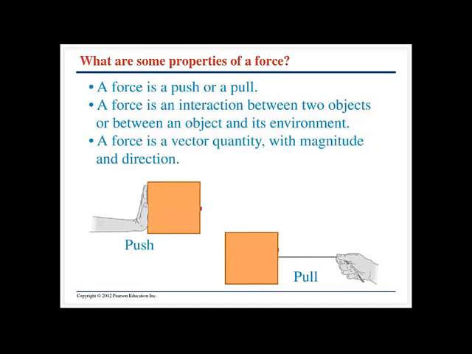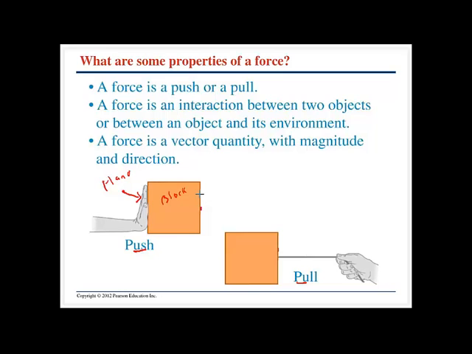So let me talk about this thing called a force fairly quickly. A force is going to be an interaction between 2 objects. In the case of this guy right here, it's an interaction between the hand and the block. Or it could be between an object and its environment. For example, if an object is falling and is encountering some air resistance, that is a force of friction. And the interaction can be in the form of either a push or a pull, as we're seeing right here.